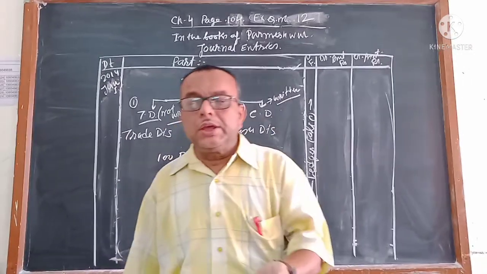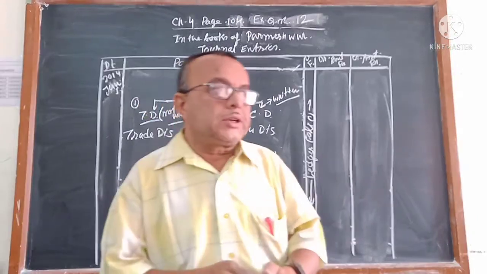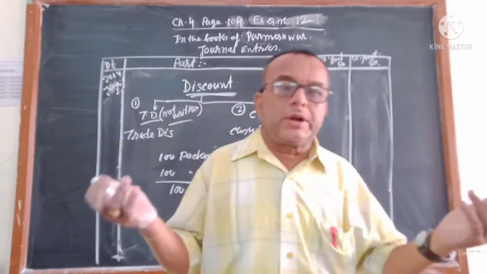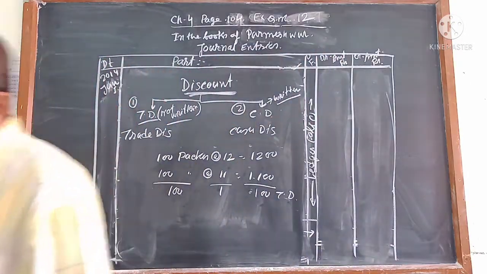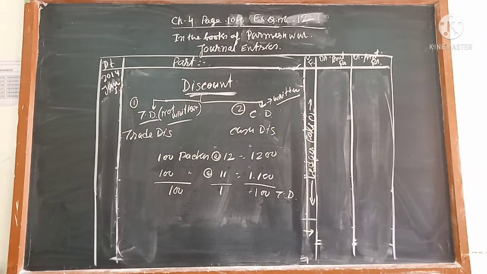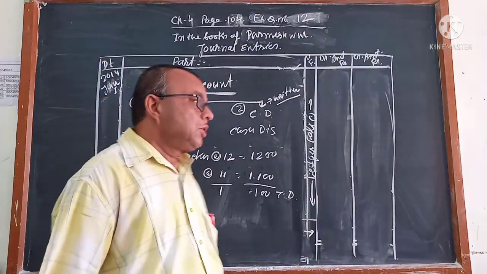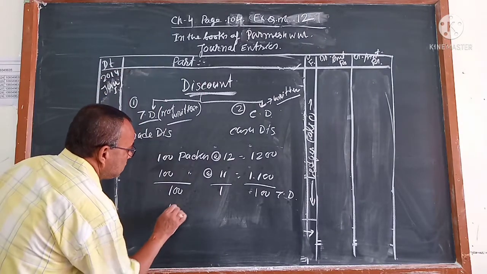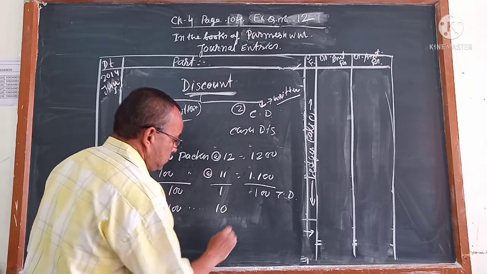The seller will think that instead of blocking all the money, because if I make it a credit transaction, we do not know when I will get the cash. Better, if possible, we will take the cash immediately. So we will give one more discount, which is called cash discount. Then again he will say, how much cash discount will you give? He will say, okay, for 100 packets of biscuits, I want to take 10 rupees.